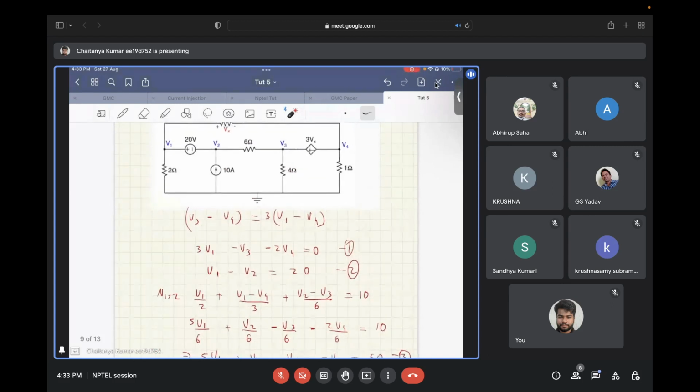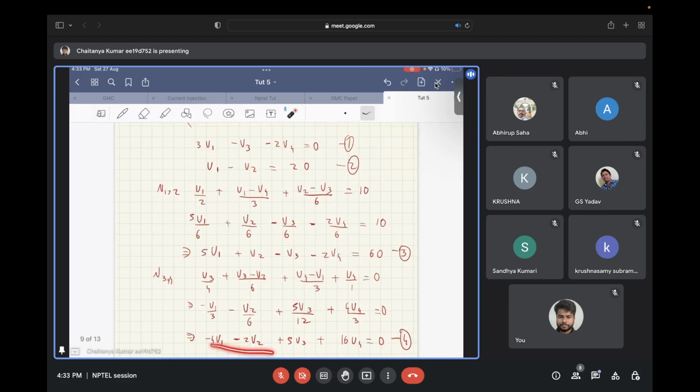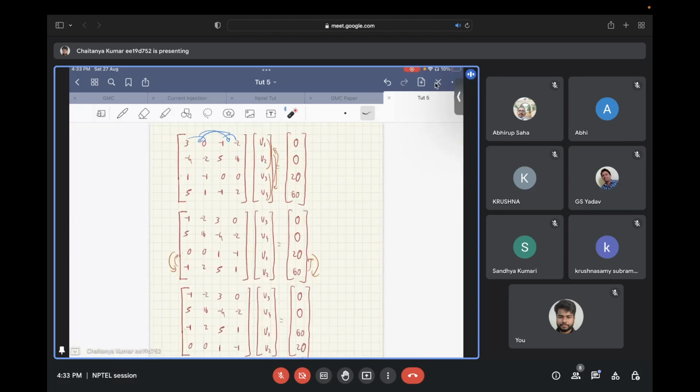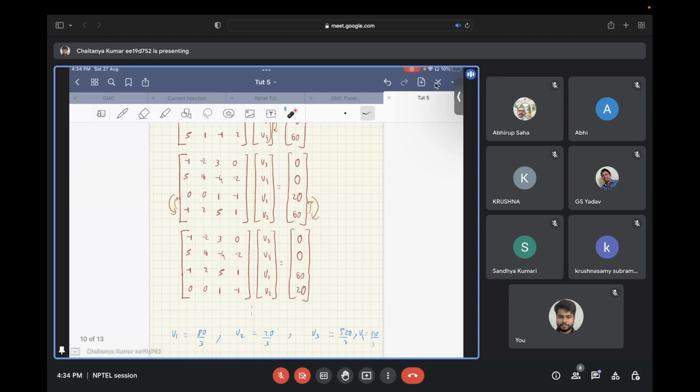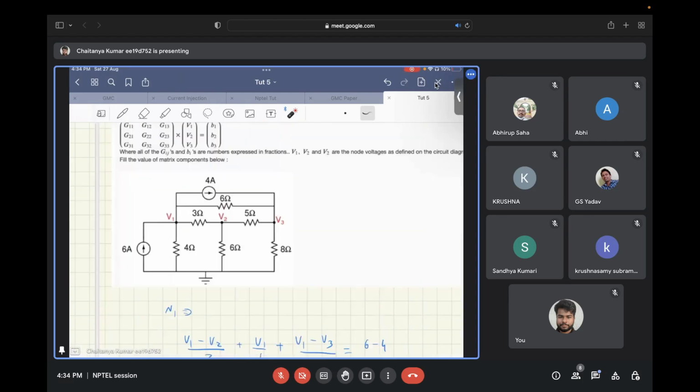Similarly, if you apply KCL at the next supernode formed by nodes 3 and 4, you get the fourth equation. Now you have four equations and four unknowns, so you can write them in matrix form and, by row and column transformation or whatever method you find convenient, find the values. These are the values for the question. Any doubt in this? Let's move forward to the next question.